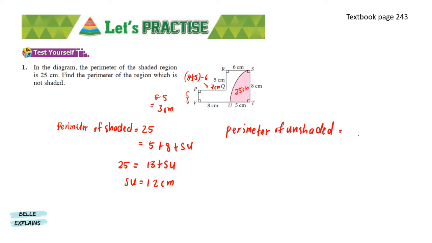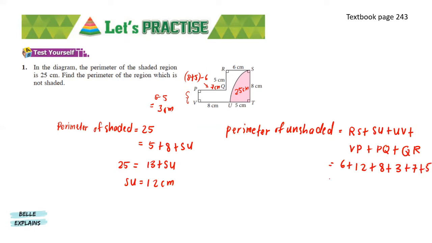So the perimeter of the unshaded region will be RS plus SU plus UV plus VP plus PQ plus QR. And that will be 6 plus 12 plus 8 plus 3 plus 7 plus 5. So that will give us 41 cm.